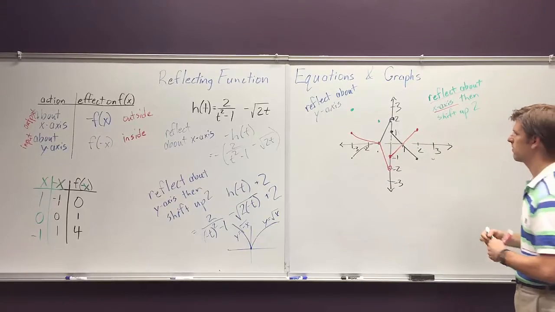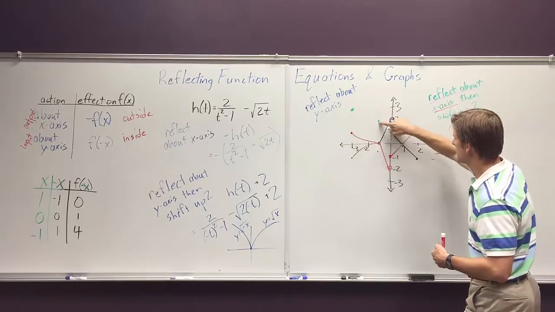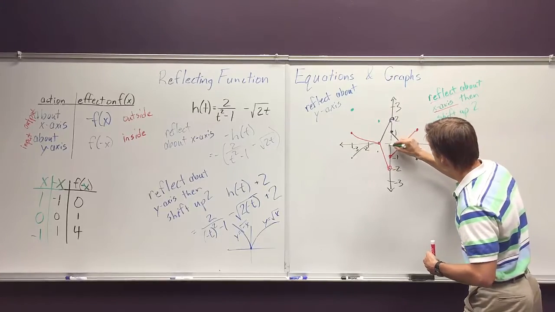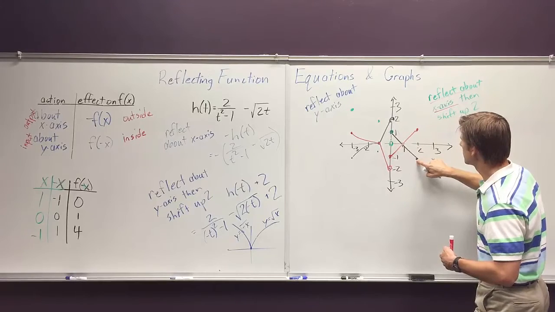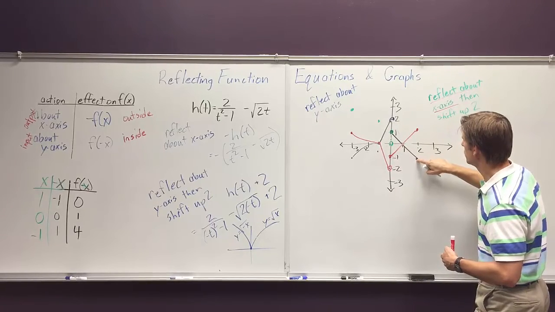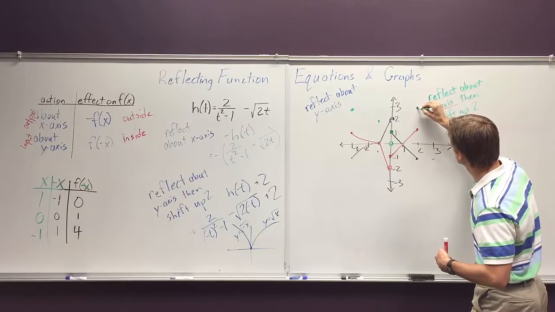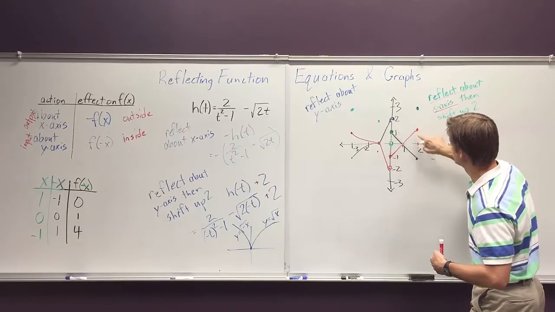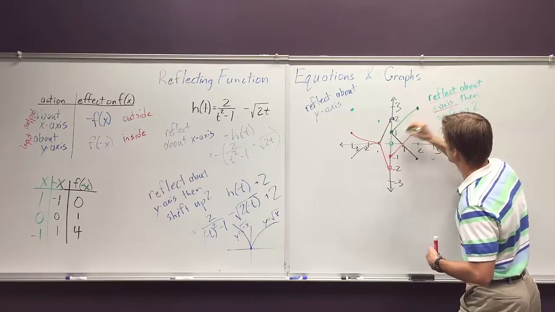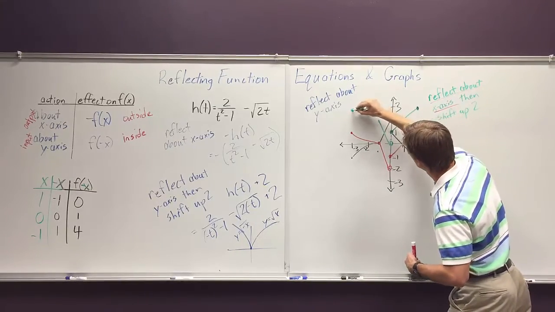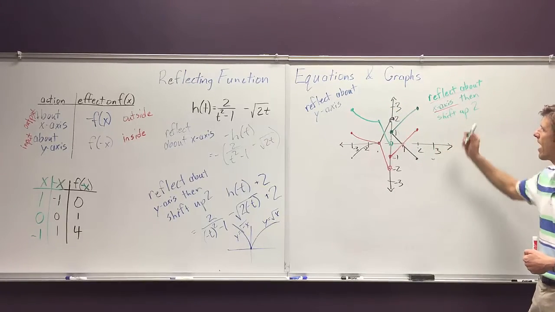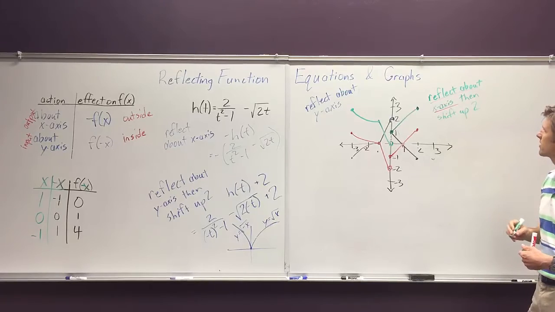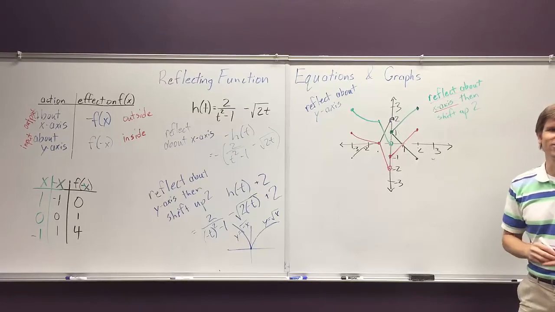Now I'm going to shift it up by 2. That goes up 2, that goes up 2, that goes up 2. This goes up 2. This goes up 2. This one goes up 2, sorry. That's where I should be pointing. So there you have it. The green line is the graph of the function reflected about the x-axis and shifted up by 2.